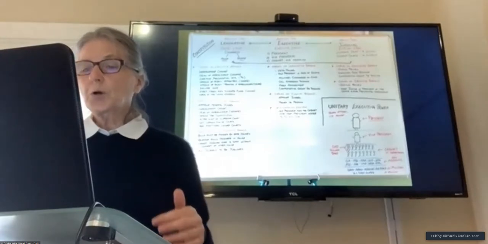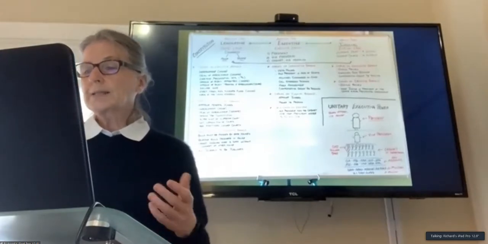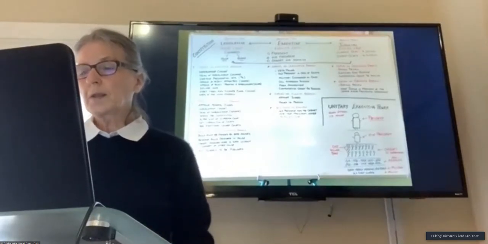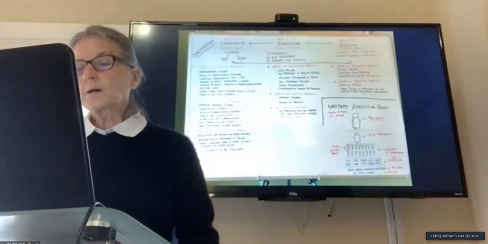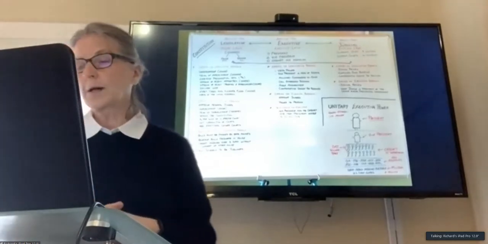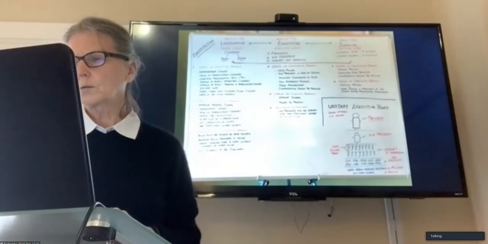The legislature also has the power to set up additional courts that are under the Supreme Court, and they can set the jurisdiction. They can decide what cases the courts can settle on.